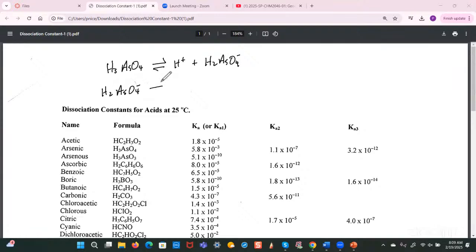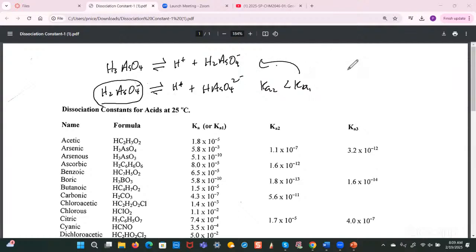For the second dissociation, you need to remove a hydrogen ion, which is positively charged, from an ion which is negatively charged, to form HAsO4 2 minus. That is more difficult. To remove something positive from a structure which is already negatively charged takes more energy. As a result, the Ka2 value for this would be less than the Ka1 value for the first dissociation.